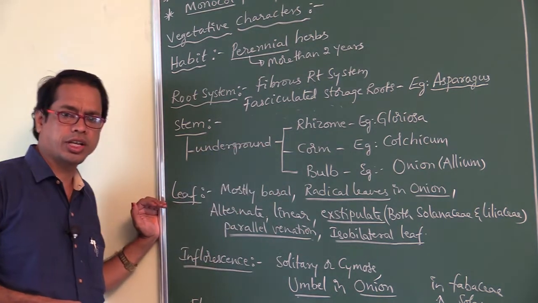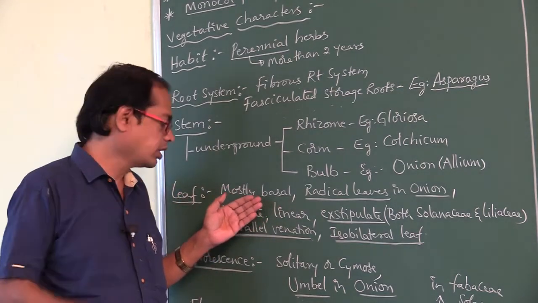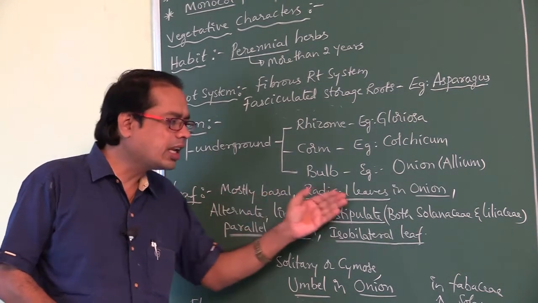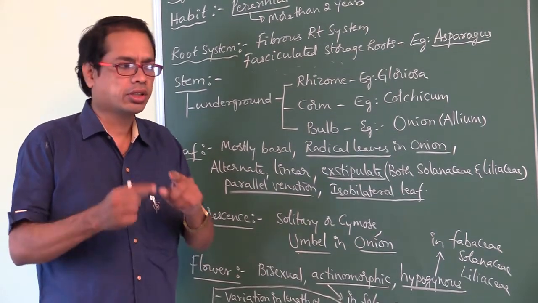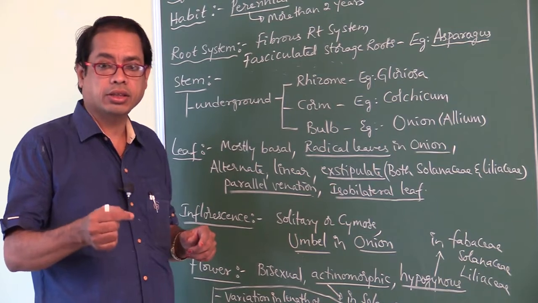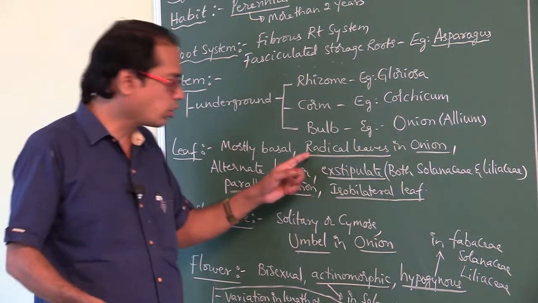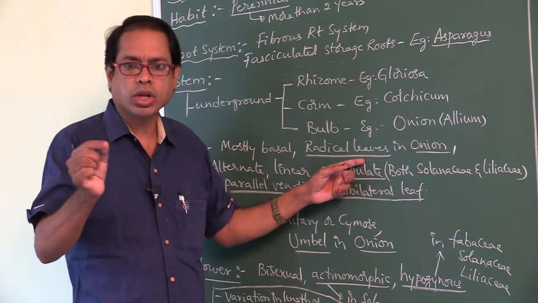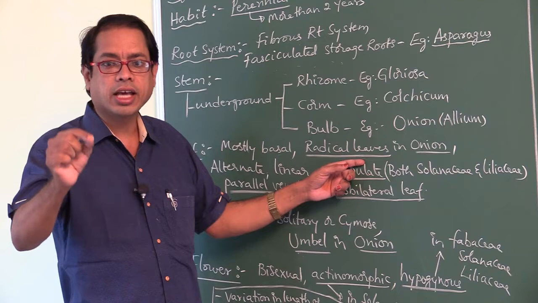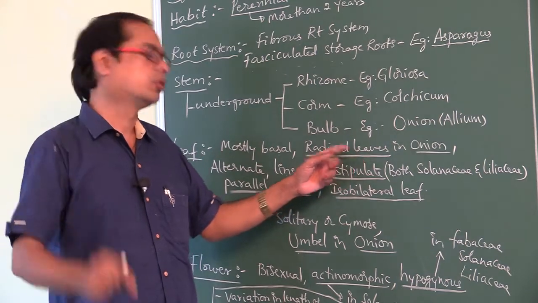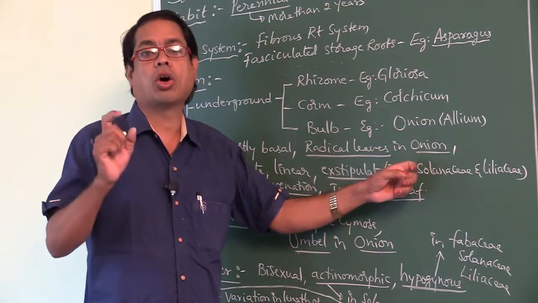What are the specialities of leaf characters? Mostly basal, that is, from the base of the stem the leaves are raised. Radical leaves in onion. What does it mean, radical leaves? The leaves appear as if they are developing from the roots. Actually, they are not developed from the roots, but they appear so. Those are so called radical leaves, found in onion.